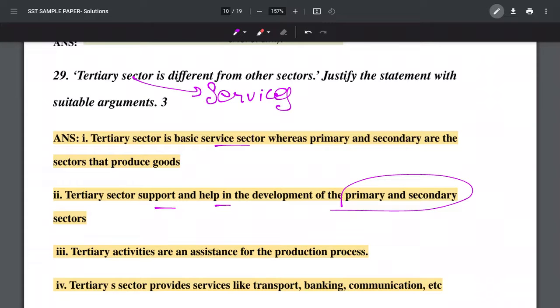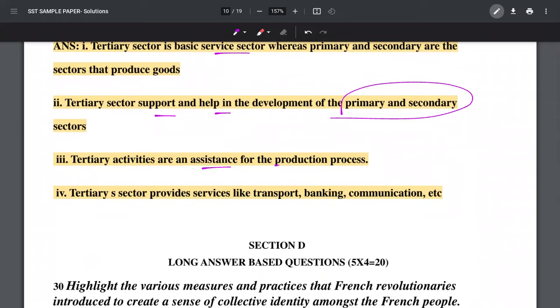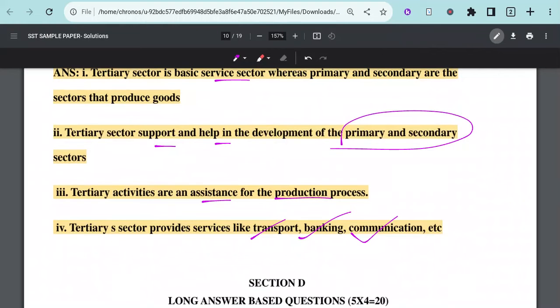Now, tertiary, let's say marketing. In the primary sector, you are taking the metals. In secondary, you even made the machine. Now, who is going to sell it? For selling, tertiary comes. So tertiary is the support of primary and secondary both. Tertiary activities are an assistance for the production process, right? For example, transportation, banking, communication, all of these are examples of tertiary activities, isn't it?